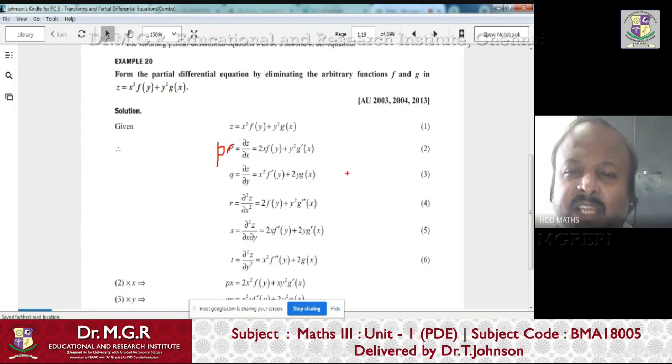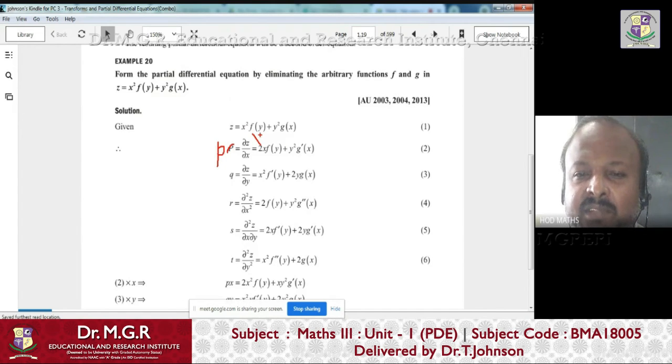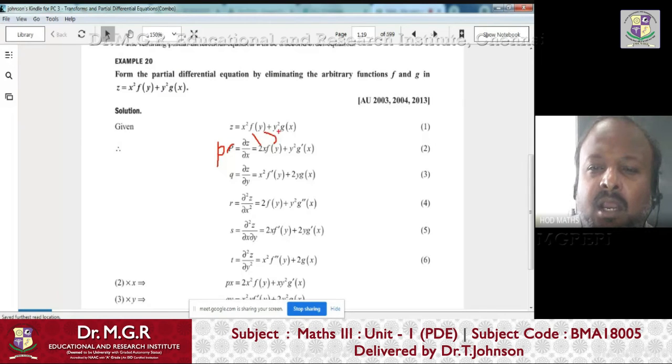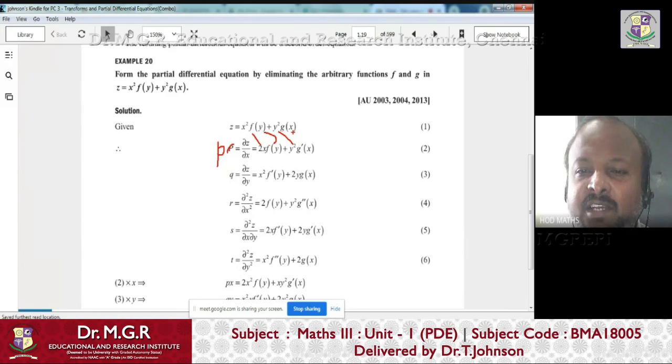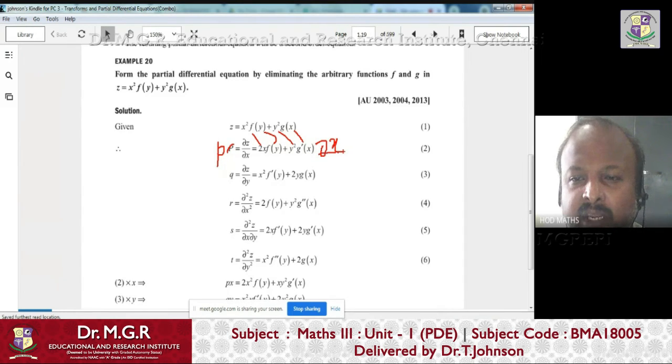So if we differentiate x squared it becomes 2x, right? And since we are differentiating with respect to x, y is a constant. So the function of y is also like a constant. And y square as it is. If you differentiate g of x, it's an arbitrary function with respect to x, then it becomes g dash of x. Whatever is inside is x, and since we are differentiating with respect to x, dou x by dou x is 1, so we are not putting anything on the right hand side.